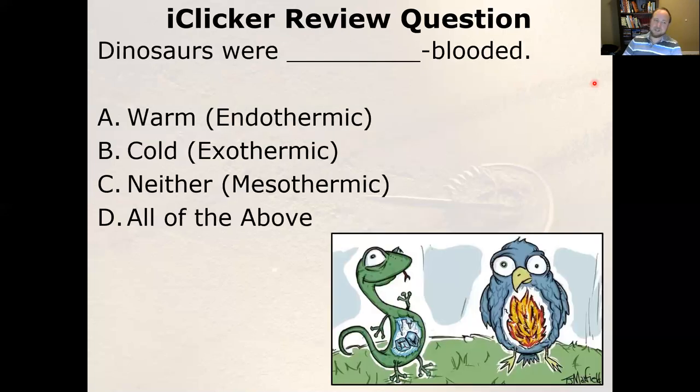And the last one: dinosaurs were blank-blooded. There is a lot of debate about the metabolism and behavior of dinosaurs. One thing that would settle those debates is figuring out if they were warm-blooded or cold-blooded. So which is it?